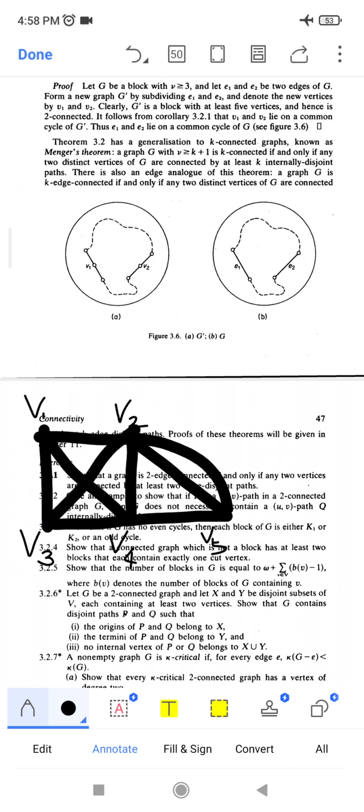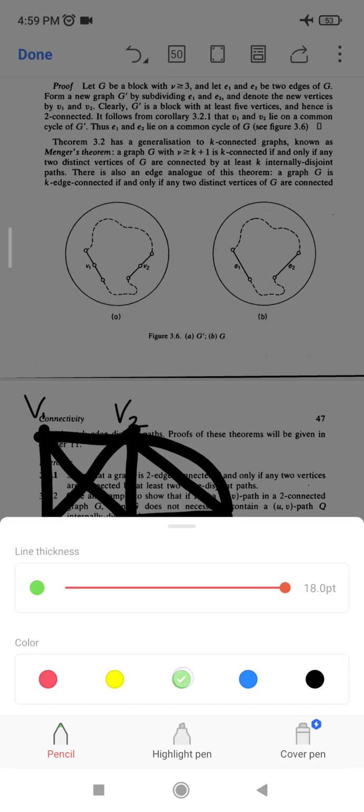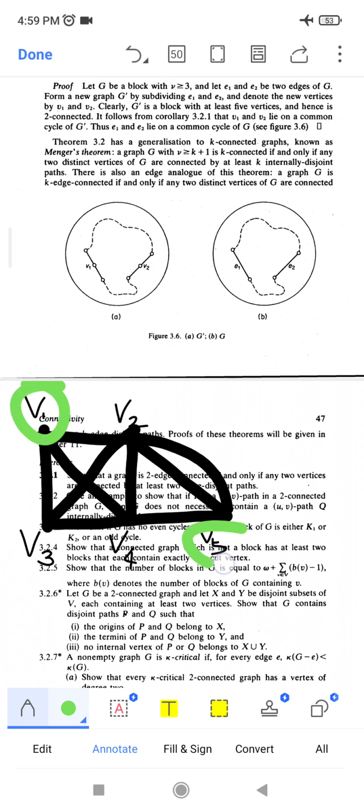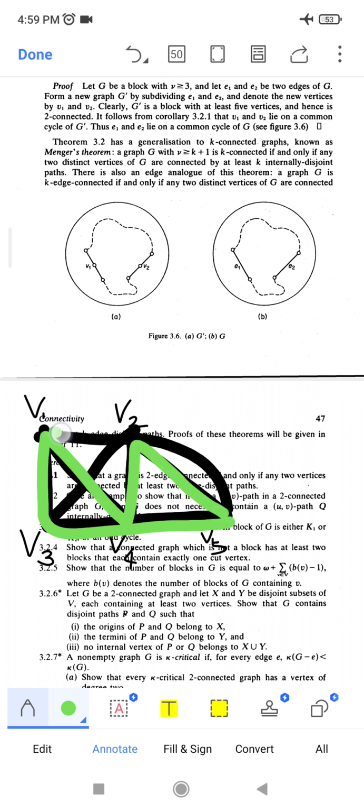Now I am considering a three-connected graph. This is a three-connected graph. By Menger's theorem, by taking any two distinct vertices of the graph, we can find at least three internally disjoint paths, right? So I am taking v1 and v5. Let me check that we can find three internally disjoint paths. One path is this, it is an internally disjoint path, and another path is this, and another path is this. So we can find three internally disjoint paths.